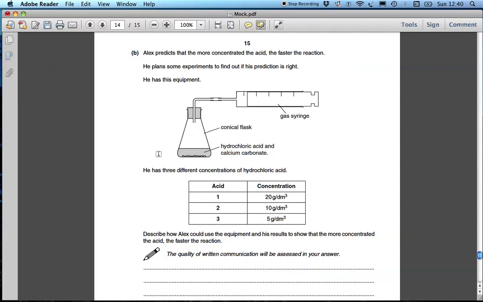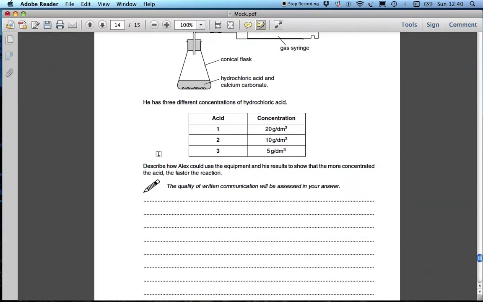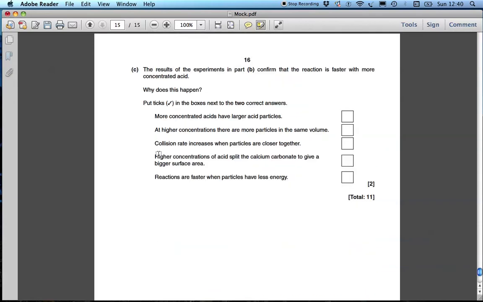Look at the mark scheme for this. You could have gone several different ways for answering this question. Check out the mark scheme to see which way you should have described your answer.